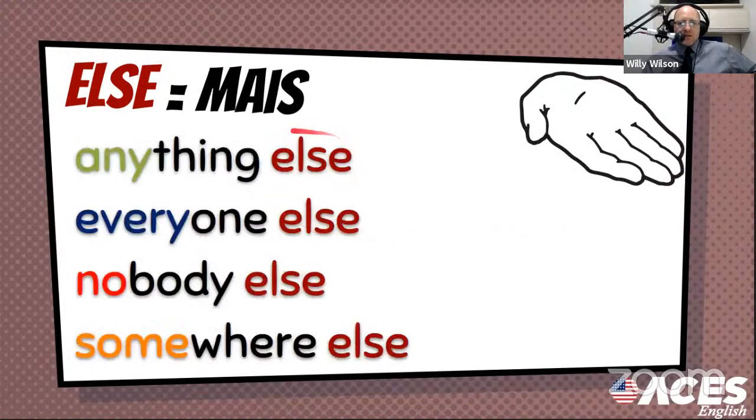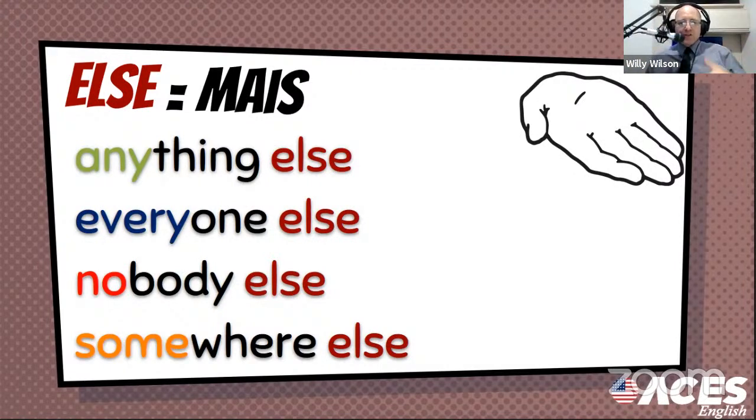Anything else. Pode significar qualquer coisa a mais ou algo mais, right? Já usamos isso como exemplo em restaurante. Would you like anything else? Você gostaria de mais alguma coisa ou de qualquer coisa a mais? Ou eu posso usar anything else quando eu literalmente quero dizer qualquer outra coisa. I don't want to eat this. I want to eat anything else. Não quero comer isso, quero comer qualquer outra coisa, mas essa coisa não.